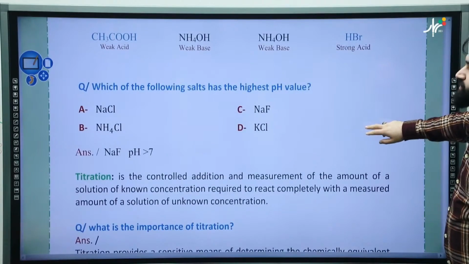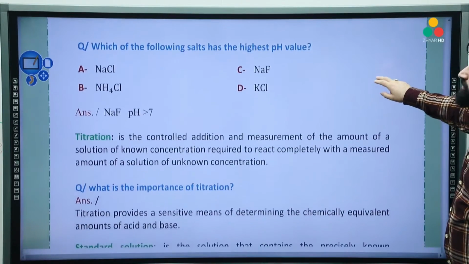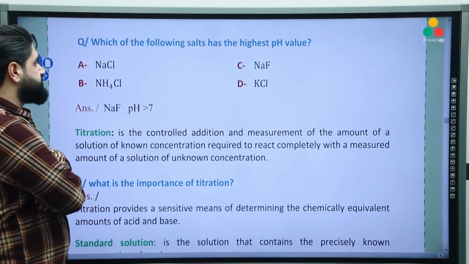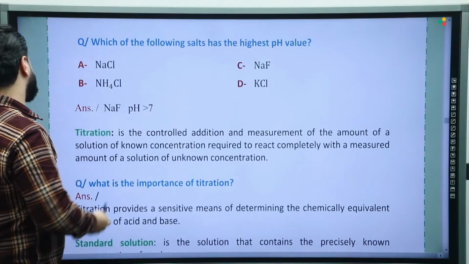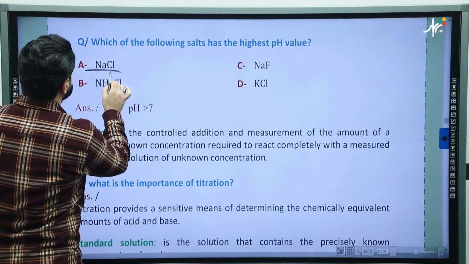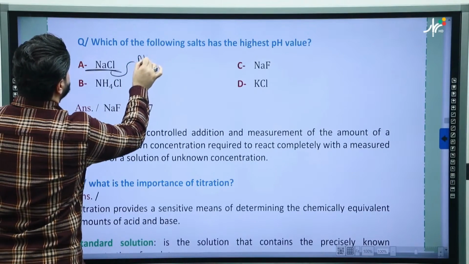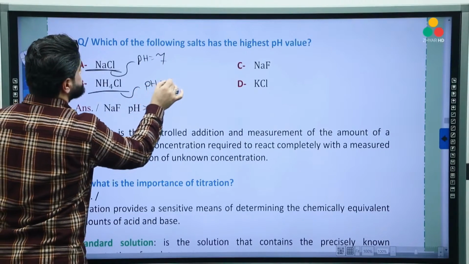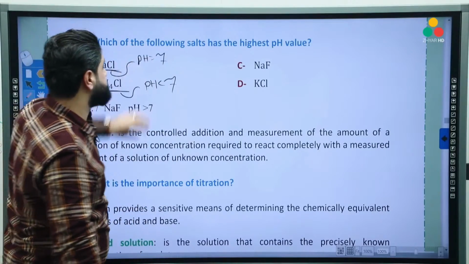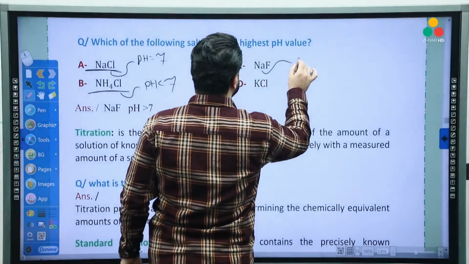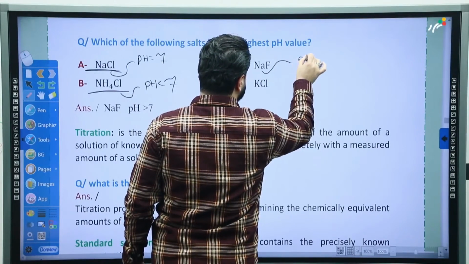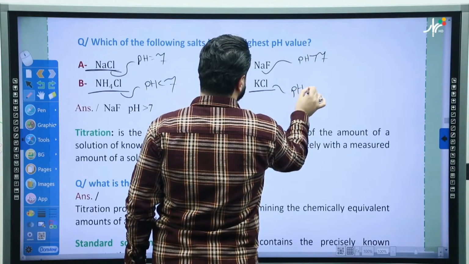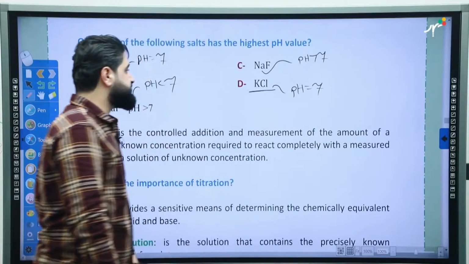Sorry, these are many different types of salts with more examples. Okay, which of the following salts has the highest pH value? It's neutral. It has pH of 7. It's acidic. It has pH smaller than 7. NaF, it's basic salt, pH greater than 7. KCl neutral, pH equals to 7. So which one presents the maximum pH value?